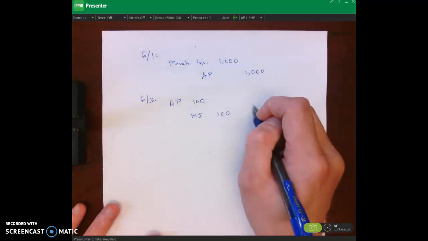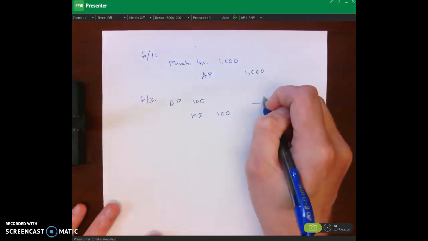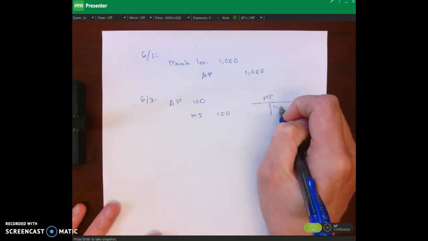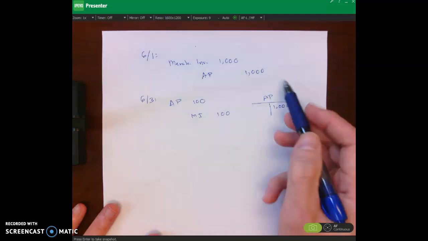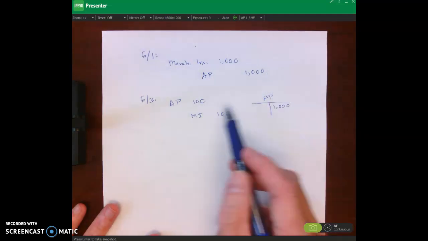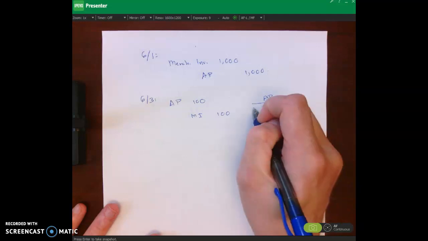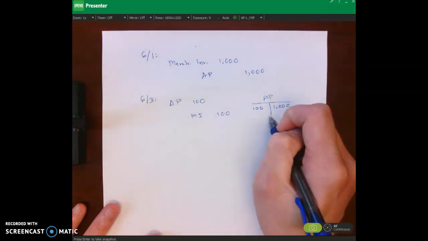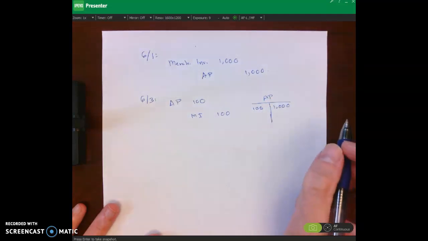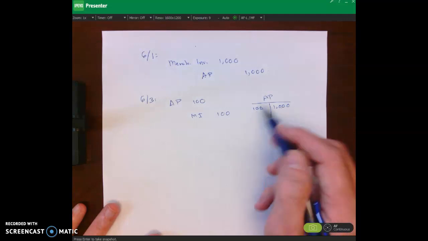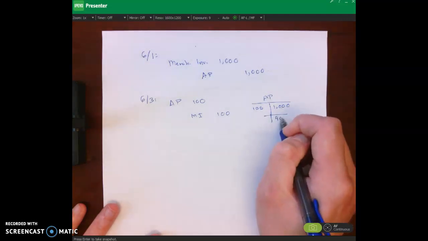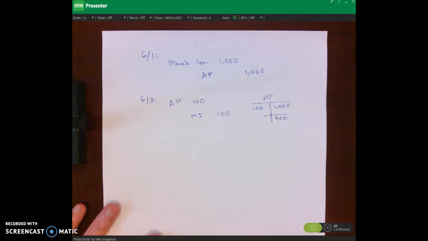Now, if I look at my accounts payable T account, we initially bought it for $1,000 right over there. So that's that $1,000 credit. And then I debit accounts payable $100. Now, what's my outstanding balance in accounts payable? $1,000 minus $100, $900 credit. Okay? That's how much I owe on my accounts payable.